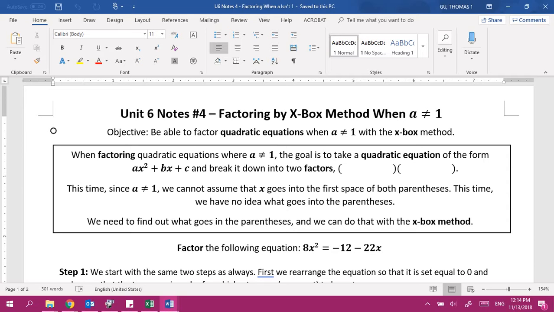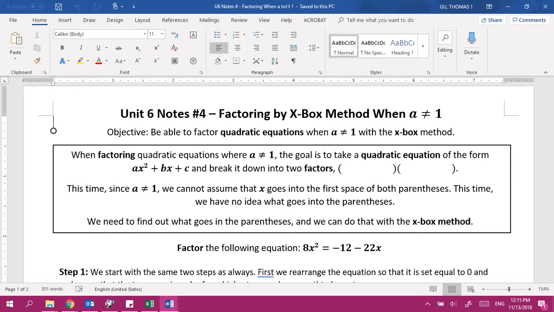So yesterday, when A was 1, we were breaking down a quadratic equation. A quadratic equation is like ax squared plus bx plus c. And we're breaking it down into two factors. That's two sets of parentheses, right? And we're trying to figure out what goes in those parentheses. But yesterday, when A was 1, we knew the first term in each parentheses was what? Does anybody remember? Not x squared, just x. It was just x, right? So we had x at the beginning, right?